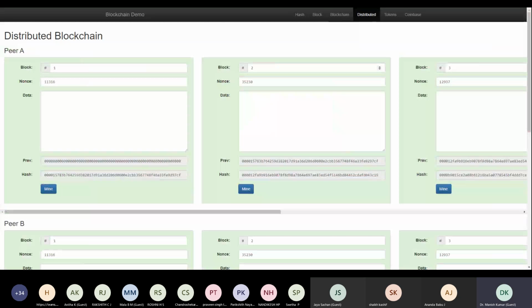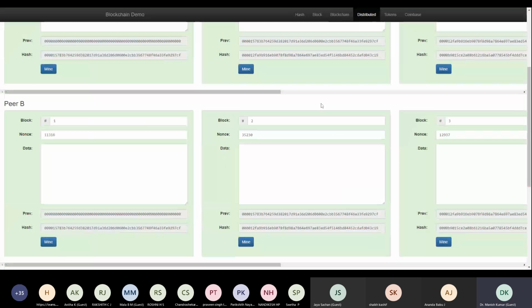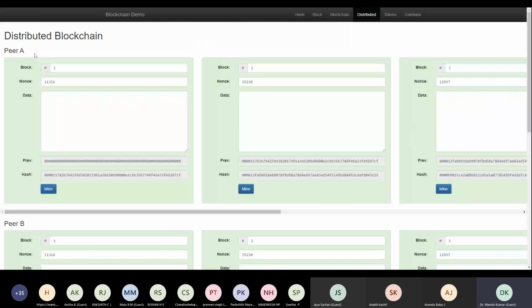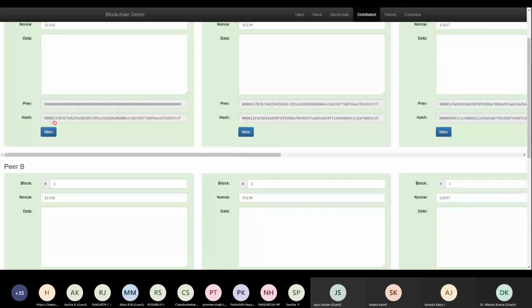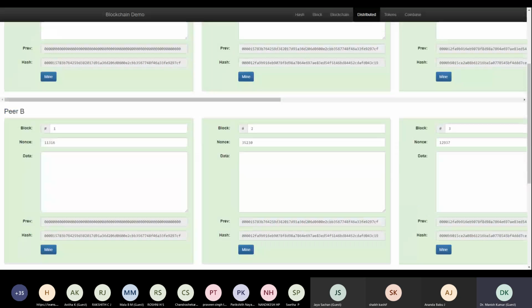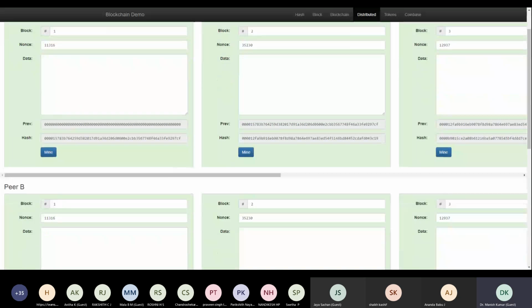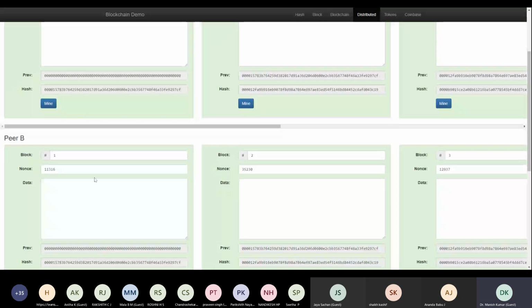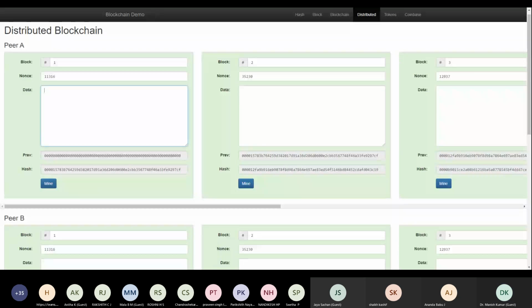This is how your cryptocurrency blockchains actually work. You have a peer A, a peer B, and a peer C. You look at this: everybody has the same copy of the ledger. One nonce, 111316, and C also has the same copy. So A, B, and C all have the exact copy of the ledger. So this is the ledger.